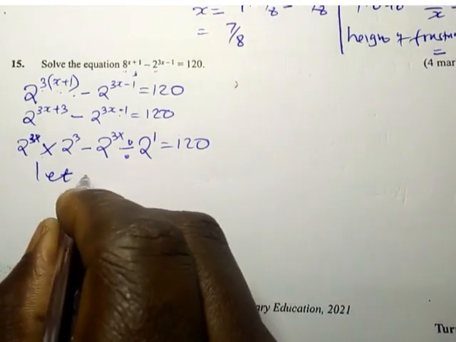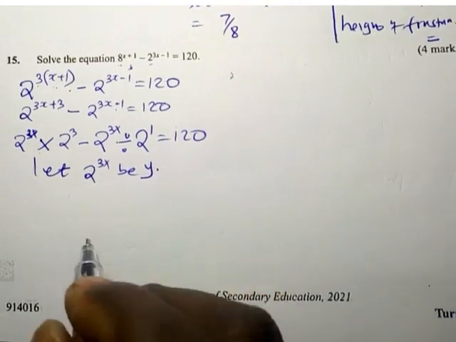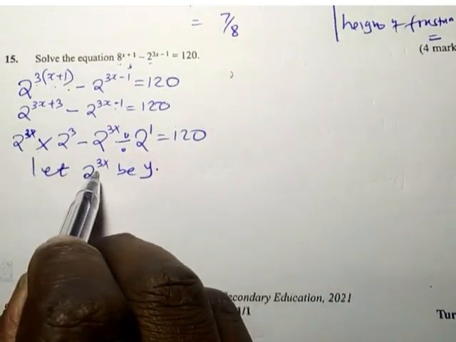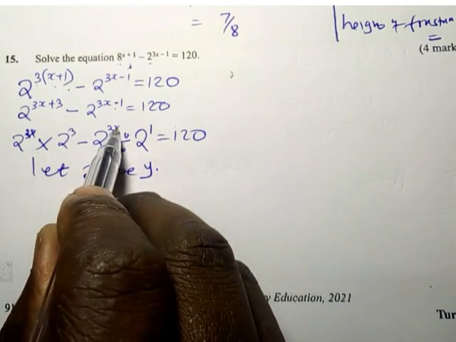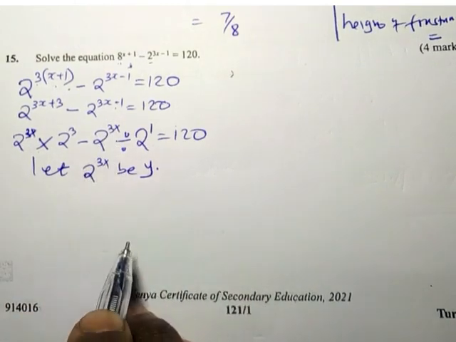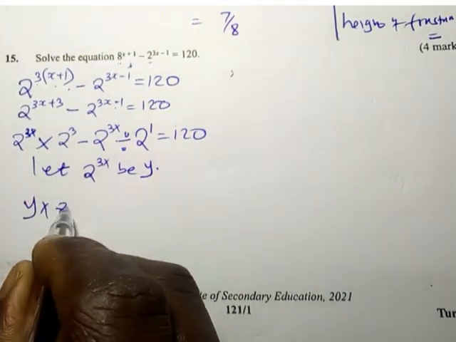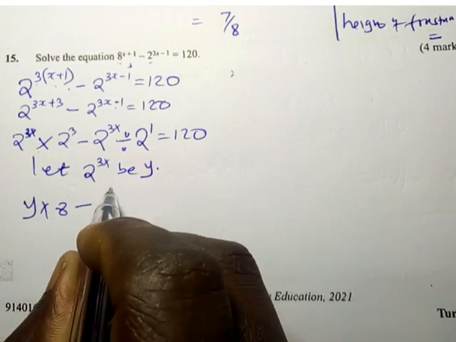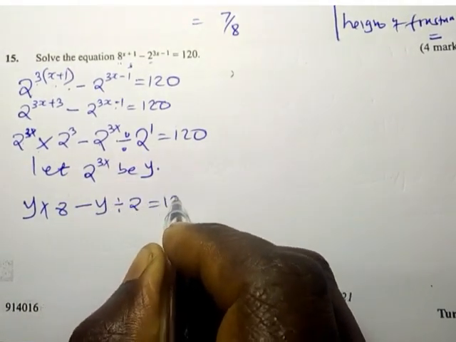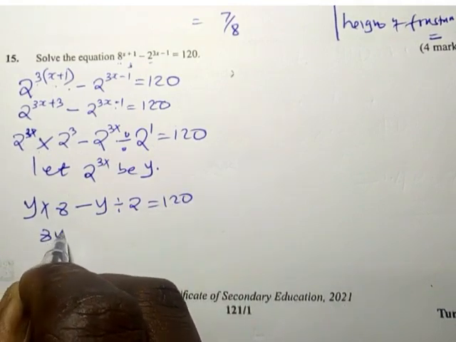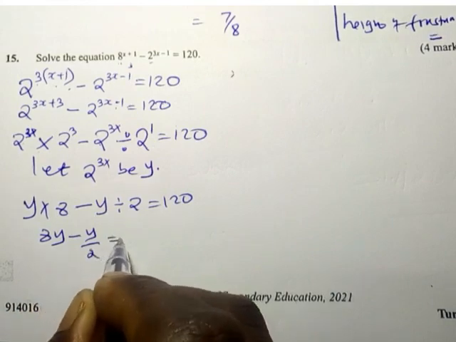So let y be 2 raised to power 3x. Everywhere there is 2 raised to power 3x, you put y. Now we are going to have y times 8 minus y divided by 2 is equal to 120. So 8y minus y over 2 equal to 120.